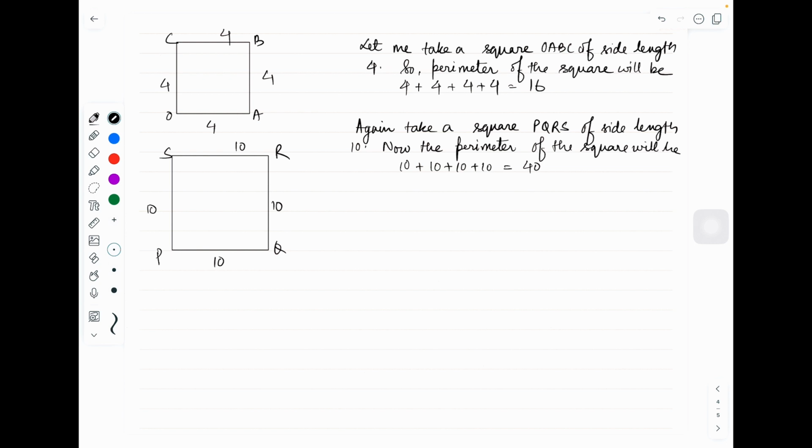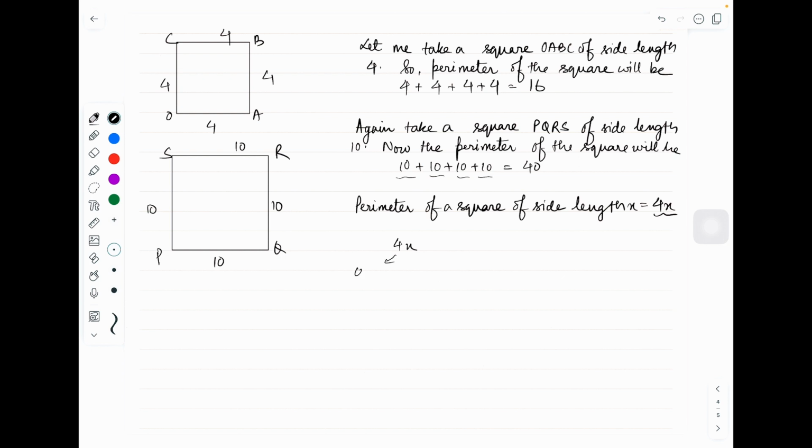So see, for perimeter we are adding the side length 4 times. So we can write the perimeter of a square of side length x equals 4x. From here you are clear, 4 is constant. The perimeter is given by 4x. The value 4 is always constant, but depending on the length of the side, the value of x changes in this equation. Understanding?